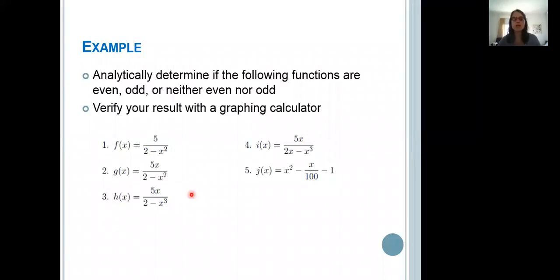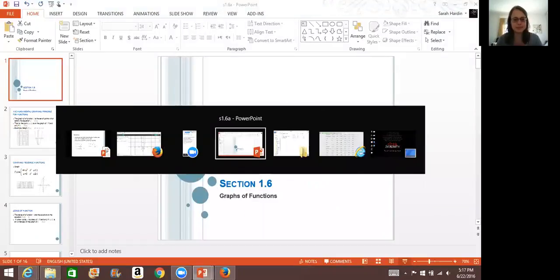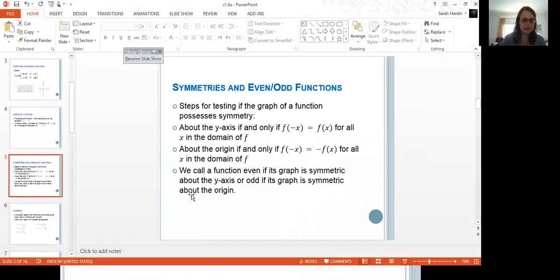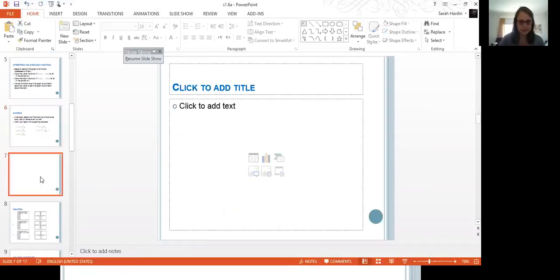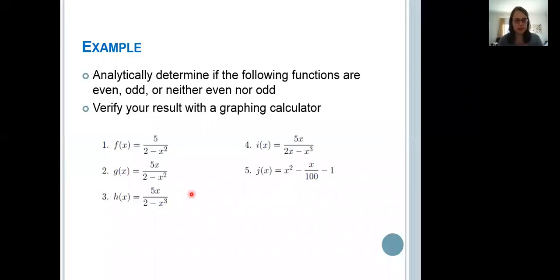Okay. So let's determine if these functions are even, odd, or neither even nor odd. And we're not going to graph them first. We're going to do this algebraically. So let me get a blank slide. Get down to where we're at. There we go. And we are going to start by working on f of x equals 5 over 2 minus x squared.